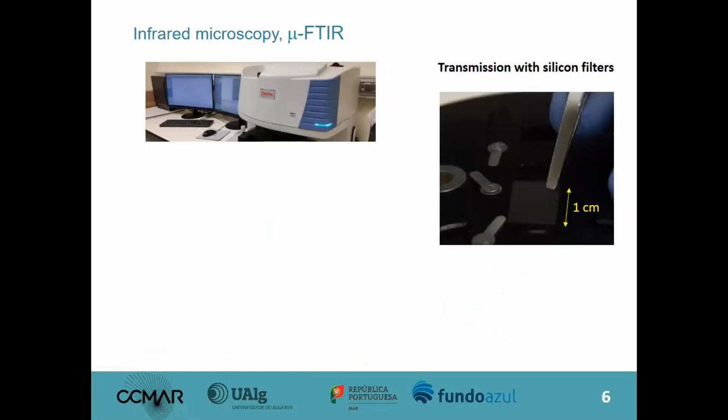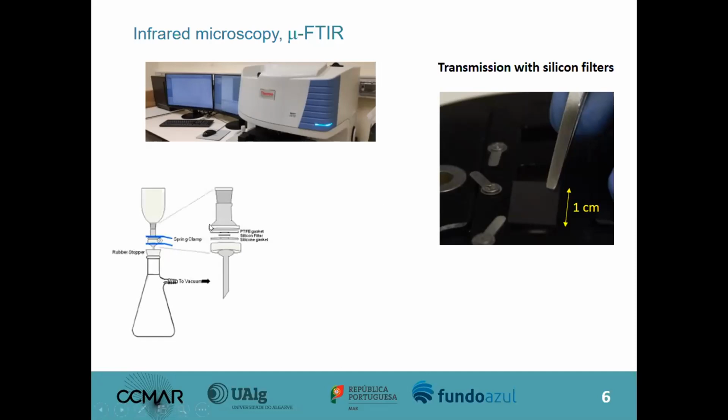Now, another way of sampling is the so-called transmission mode. In this transmission mode, silicon filters are used. They are very small, about 1 centimeter square. They are nearly transparent to infrared radiation. And therefore, if we have tiny particles on its surface, the system is able to get the infrared spectra with not as high quality as ATR, but with good quality too. As it is a filter, it needs a filtration kit.